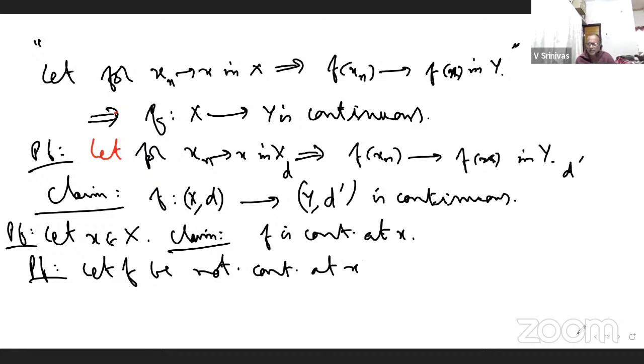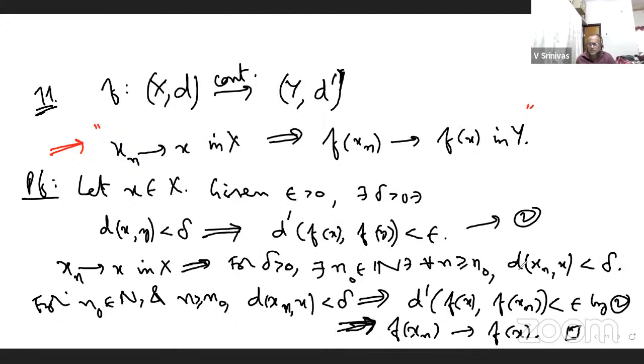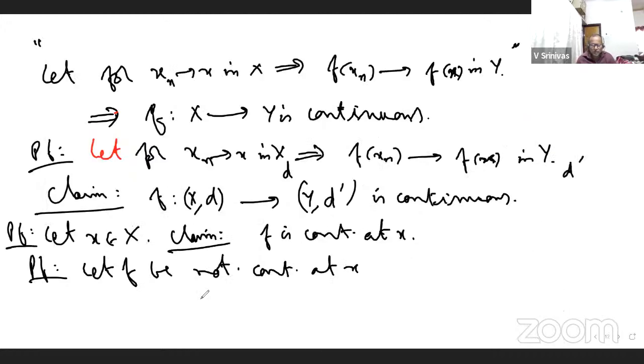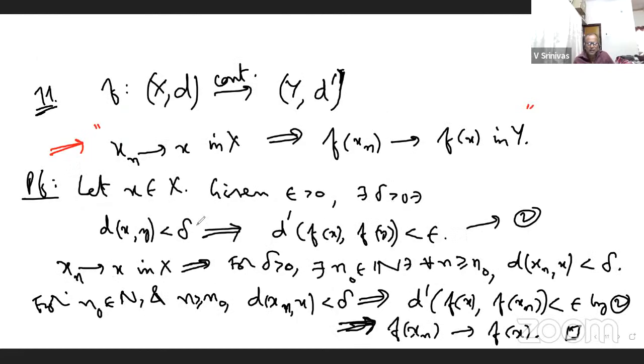What is the meaning of this? Means I have to take the negation of this, negation of statement 2. Okay, so this is equivalent to saying that there exists an epsilon positive such that for every delta, I will take n here. For every small n belonging to natural numbers, my natural numbers are positive numbers. So I can get a small number 1 by n as delta. I'll take delta equal to 1 by n.